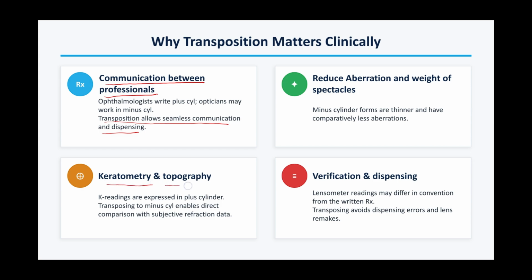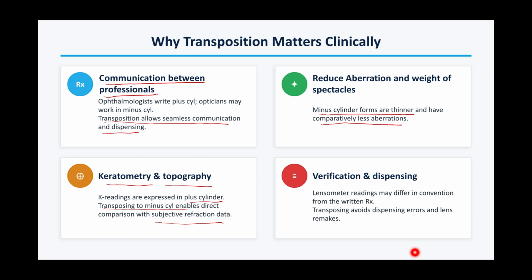Likewise, in keratometry and topography, values are invariably expressed as plus cylinders. But when you want to convert it into a subjective refraction, it is better to transpose it into minus cylinder so that we will be able to provide the prescription in minus cylinders. Minus cylinder forms are thinner and have comparatively fewer aberrations, and most of the spherocylindrical prescriptions are prescribed in minus cylinders for this. And finally, lensometer readings.